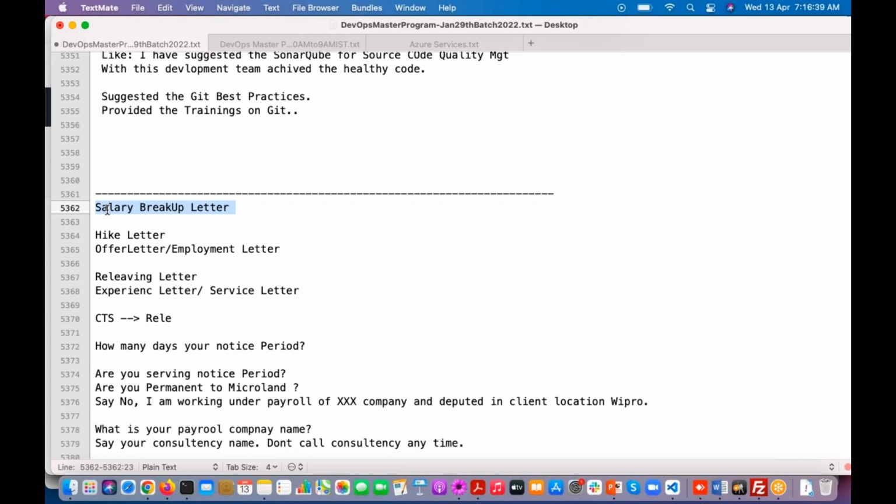So don't ask, sir, what is the salary breakup letter? If they ask for the salary breakup letter, you can say you have only the offer letter, and in that offer letter they mentioned the salary breakup details. So I will share this one. Offer letter and employment letter are both the same. Hike letter is different. Hike letter means after joining an organization, say after 6 months or 1 year, they give a hike based on your performance, meaning the increment in your salary. That is called the hike letter.